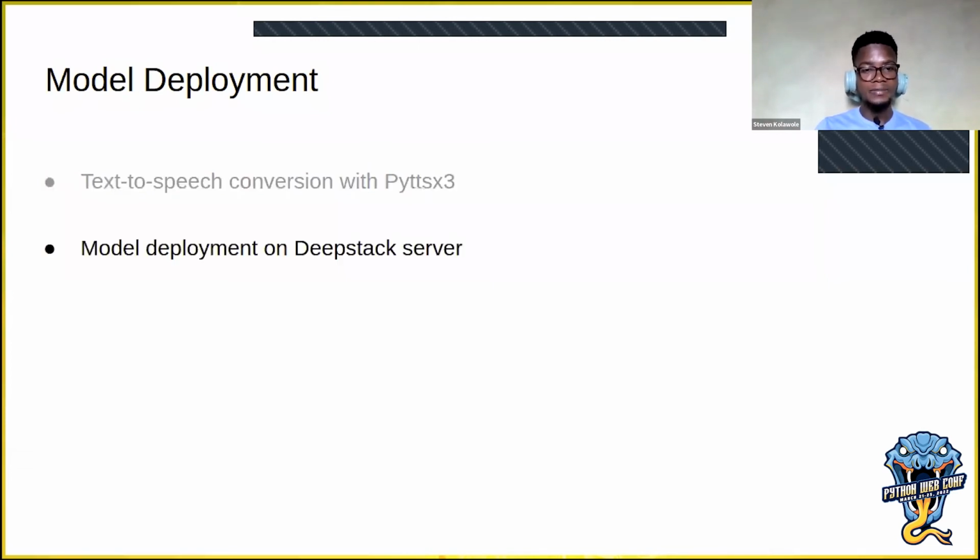And then finally we deployed the model on the DeepStack server using Docker. The link to the GitHub repository is at the end of this slide, so if you want to try it out, you could. All you need to do is install Docker on your laptop. If you're using Ubuntu or any Linux machine, you could install DeepStack via Docker using the CLI approach. But if you're on Windows, then you need to download the executable file to install it.